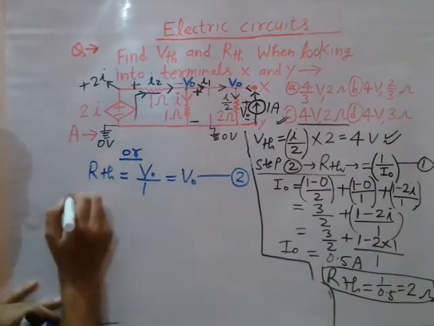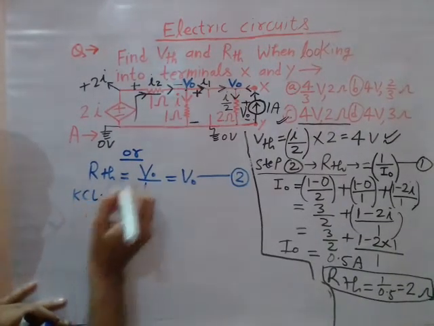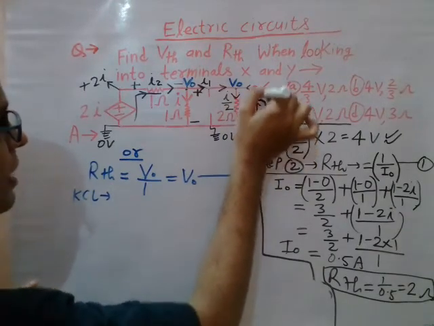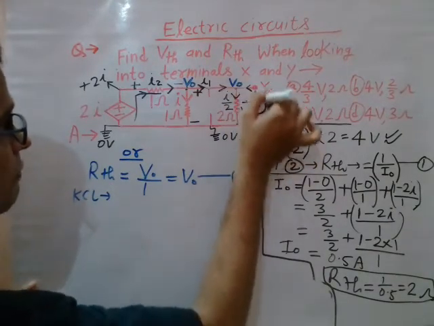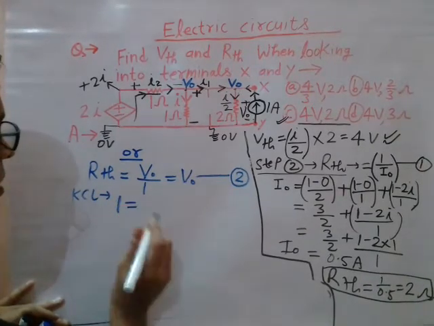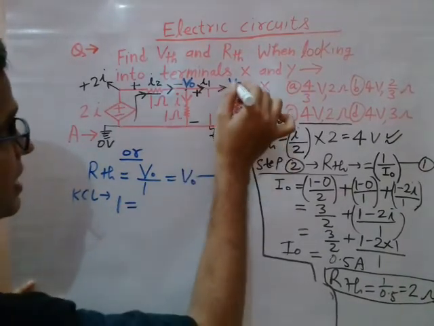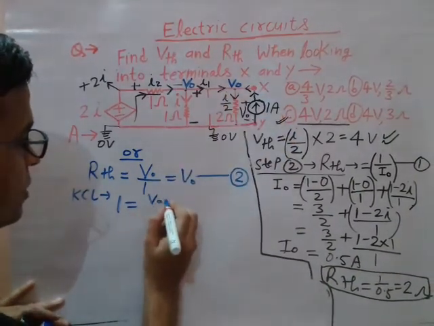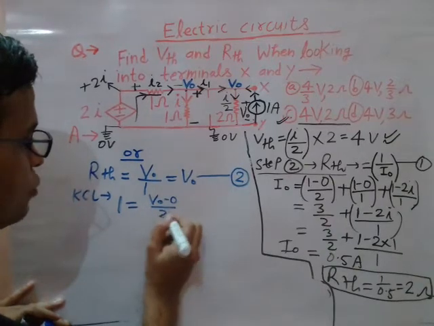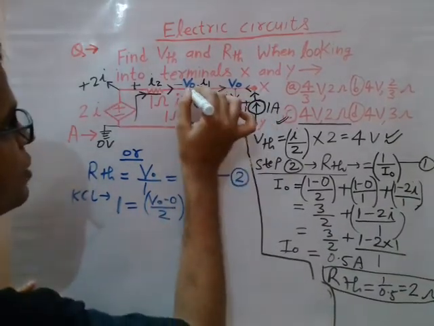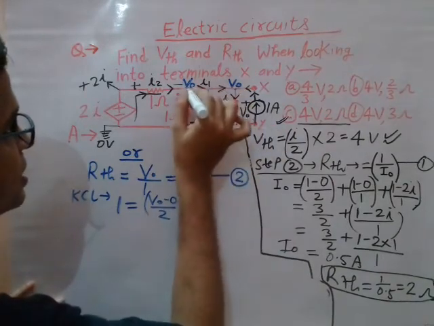The same I am going to do, apply Kirchhoff's current law at this node. So this current is equal to 1 ampere, it is coming from here, 1 ampere. So this 1 ampere is equal to this current. This current is V0 minus 0 divided by 2, right? Plus this current, which is the sum of this current plus this current.